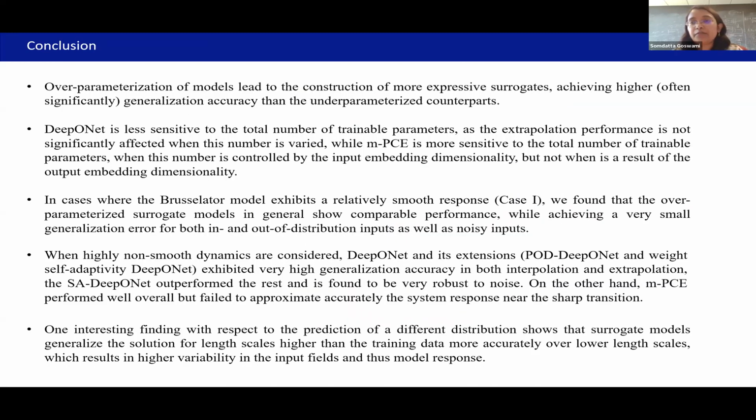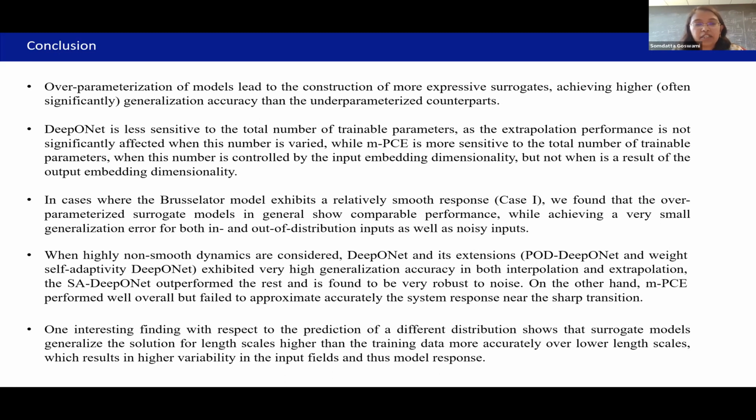Finally, concluding through this, we made the following observations. The first is that over-parameterization leads to better generalization, often achieving significantly higher accuracy than its under-parameterized counterparts. DPONet is much less sensitive to the number of trainable parameters than the manifold PCE. This could be concluded because the x-axis of DPONet was much smaller in range than that of the manifold PCE.